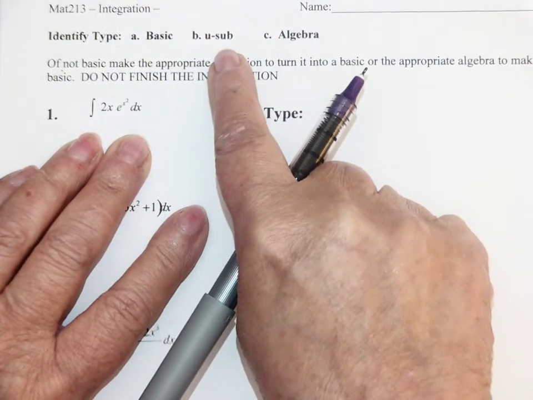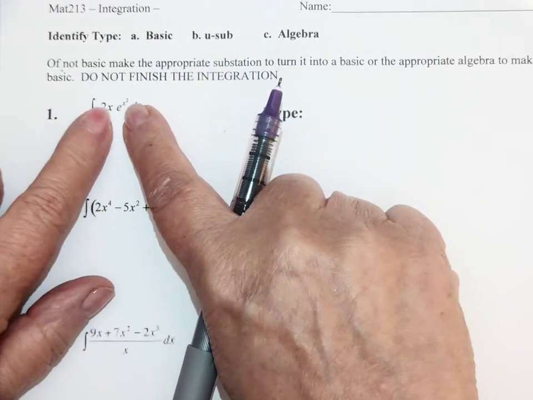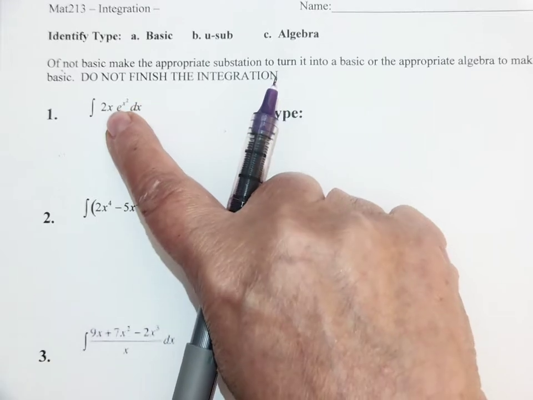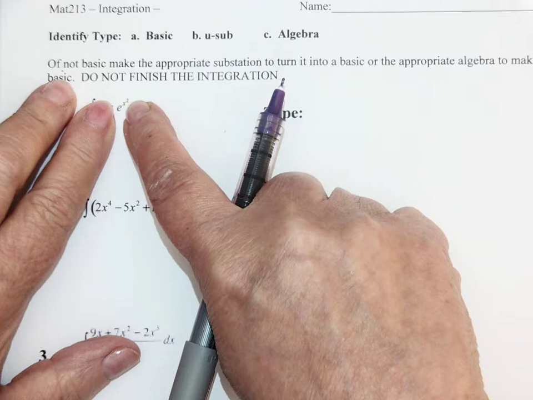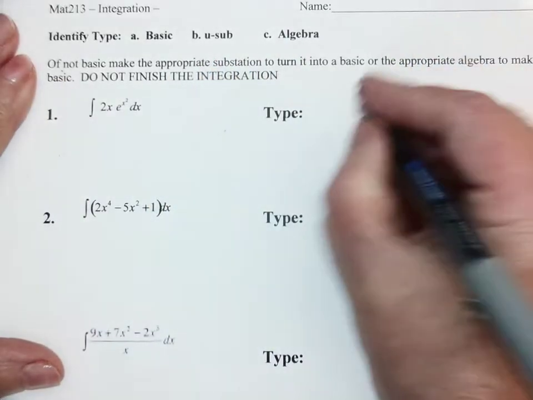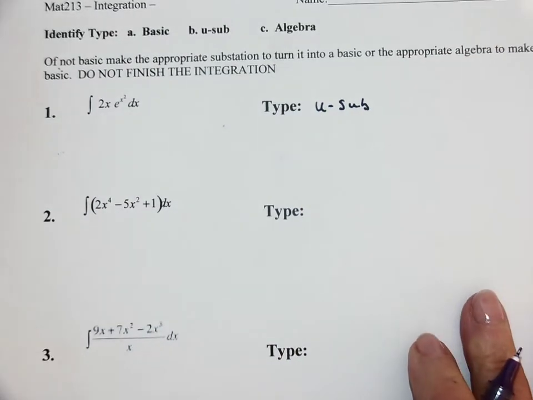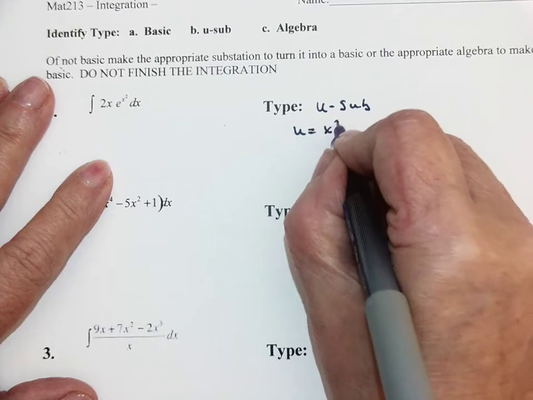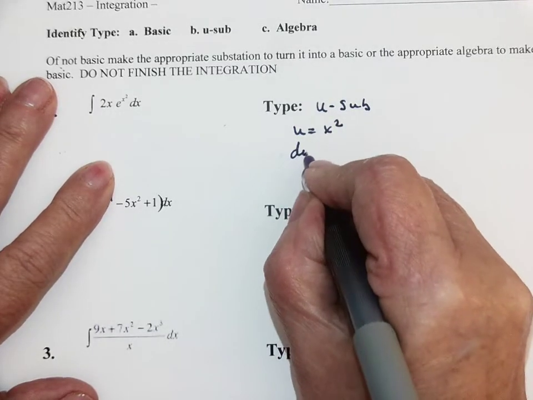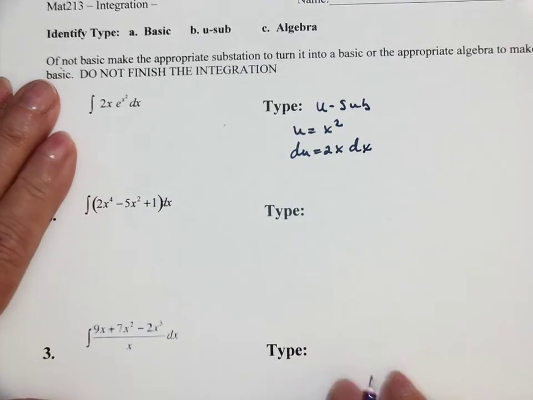My next one on my list is a u sub. Well, u sub means at which point I look at this and I say, all right, where'd that 2x come from then? Well, it's a derivative of x squared. So the type is a u sub. Well, what do I know? Well, I know that u is x squared, so that du is 2x dx.